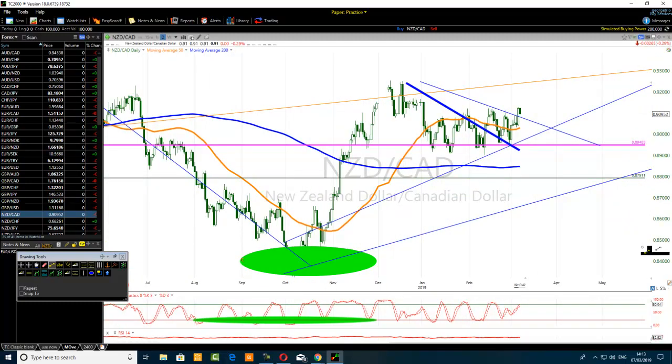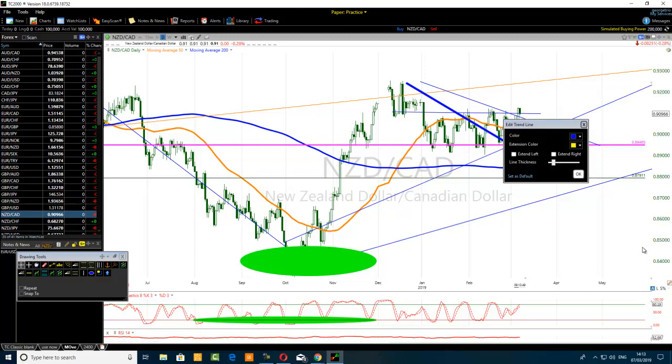So when you change time frame, what do you do? You draw a line. There is a consolidation here, you see. That's why we change time frame. So on the weekly chart, we see that kind of triangle.